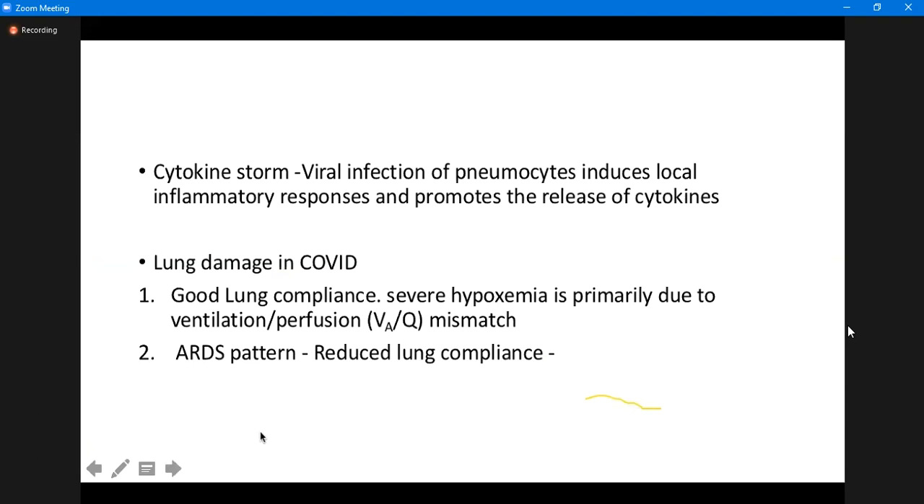Right. Now, lung damage. Let's concentrate first on the lung damage. In COVID, it is not totally ARDS, because according to emergency physicians who actually ventilate these lungs, there are two patterns. One is the ARDS pattern where there's a reduced lung compliance, but there's also a good lung compliance where higher tidal volumes could be delivered, but severe hypoxemia is there. They are mostly due to ventilation perfusion mismatch, like what we see in other pneumonia. So lung damage is not only ARDS but also pneumonia. So two pathologies can exist with lung damage in COVID.